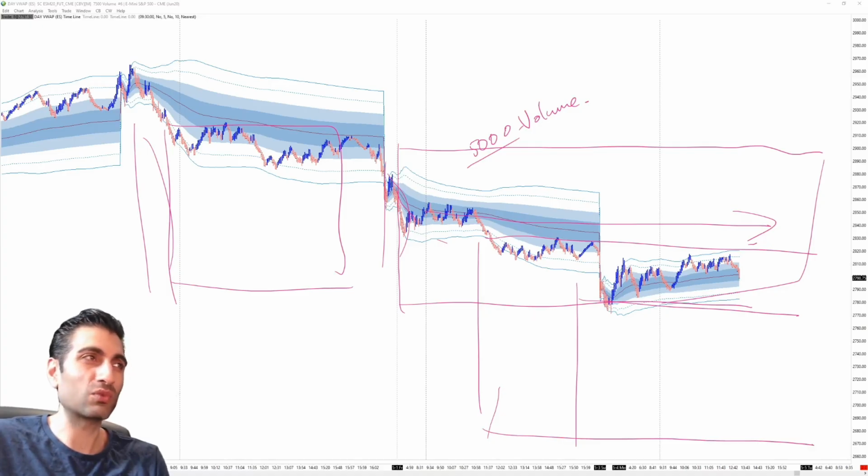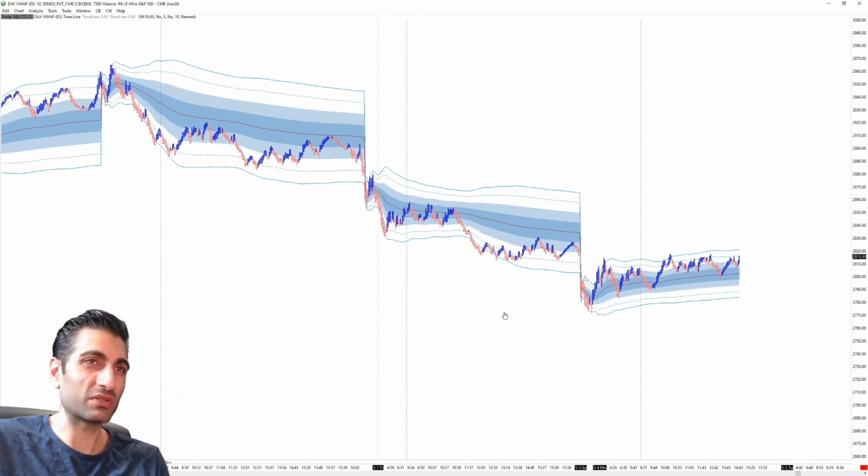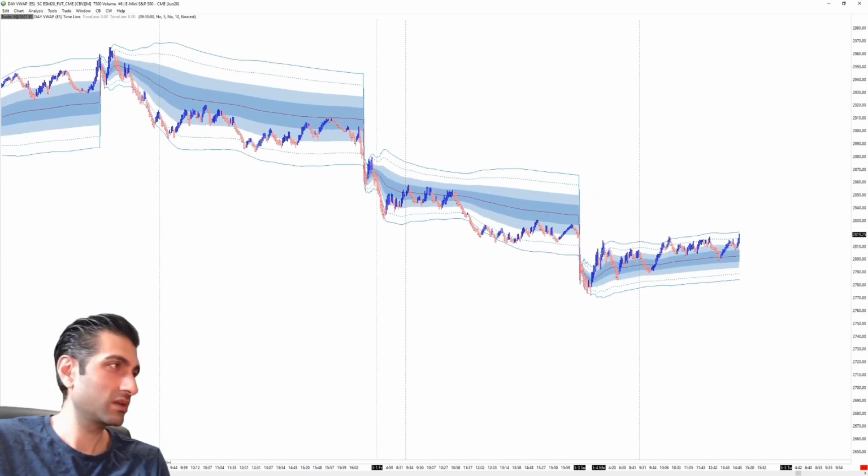Obviously, don't do what I do just because I do it. Develop it over time. See what feels right to you, etc. There's no right or wrong, to be honest, when it comes to even the volume bar settings. There's no magic.